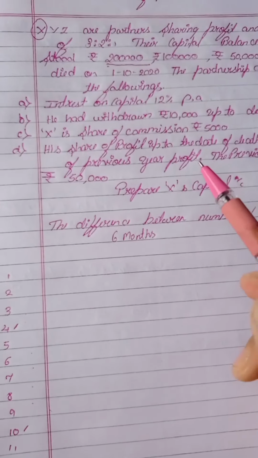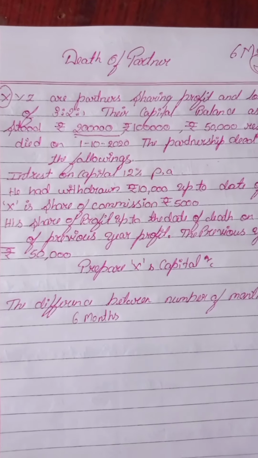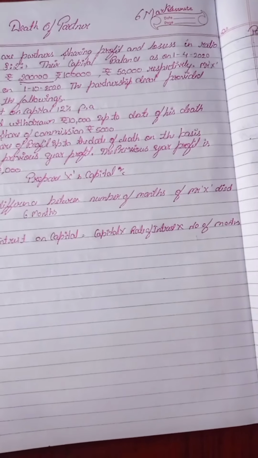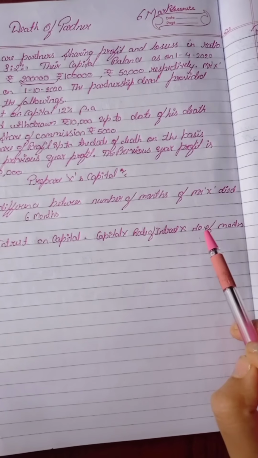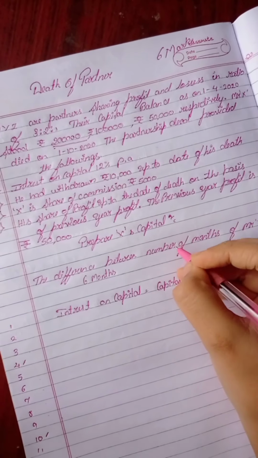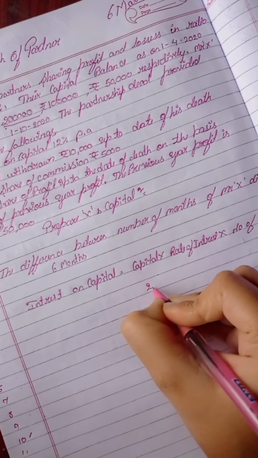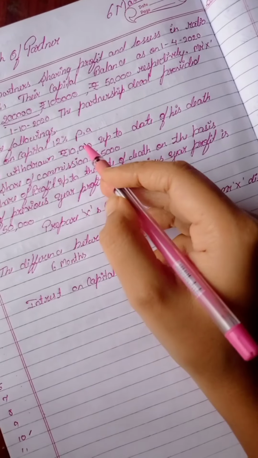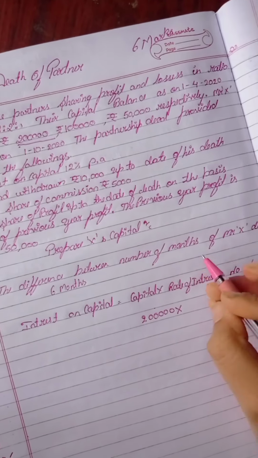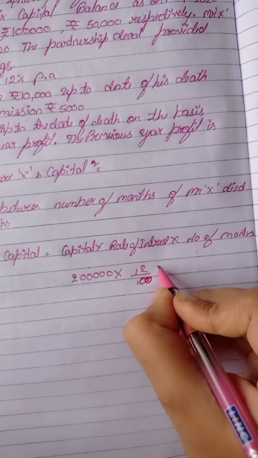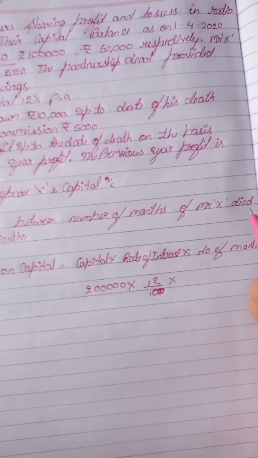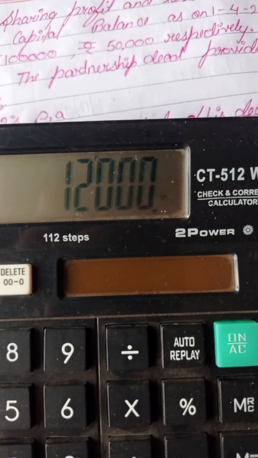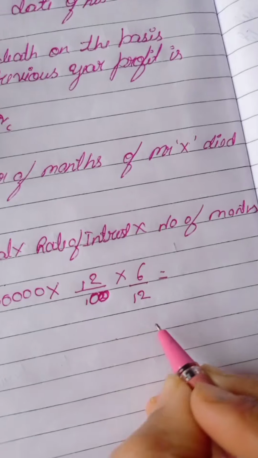Now we'll start with the first adjustment, that is interest on capital at 12%. To find the interest on capital, we have a formula: interest on capital is equal to capital into rate of interest into number of months. So here his capital is 2 lakh, into the rate of interest 12%. To remove the percentage sign, 12 divided by 100, into the number of months, which is 6 months, so 6 divided by 12. This will give you 12,000. So write here 12,000.